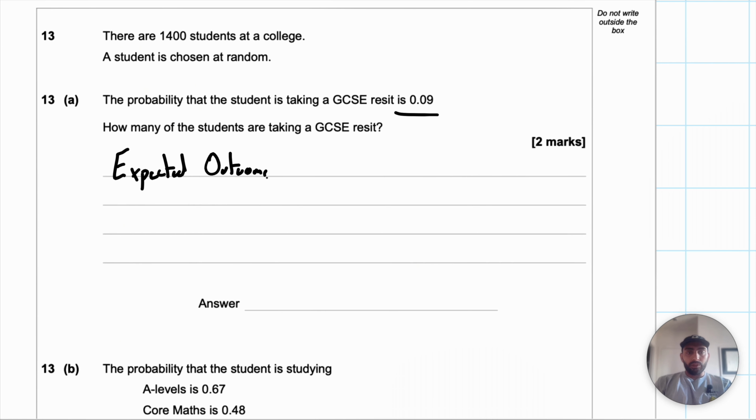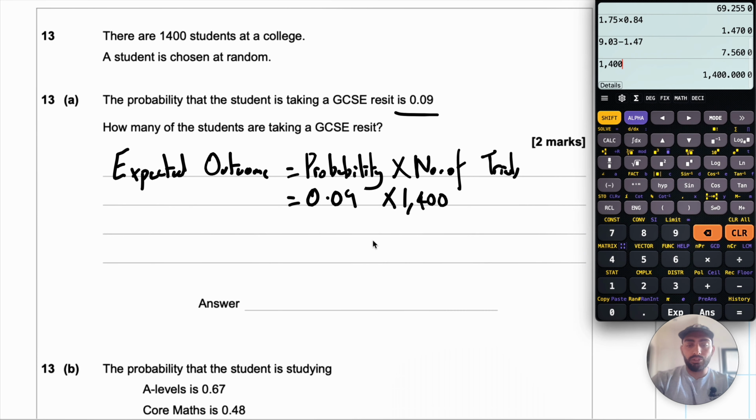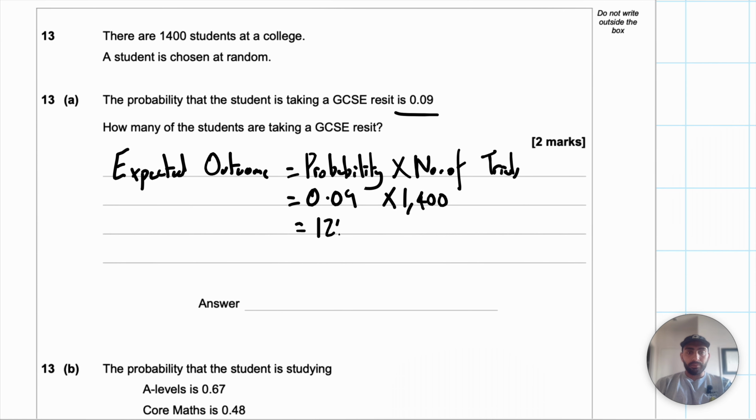is equal to the probability multiplied by the number of trials. So we know what the probability is, it's 0.09, and the number of trials here is the amount of students that we have, it's 1,400. That's going to tell us how many students are taking this resit. 1,400 times by 0.09, which is 126.